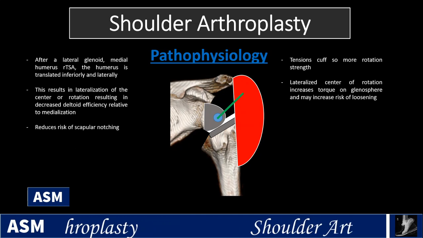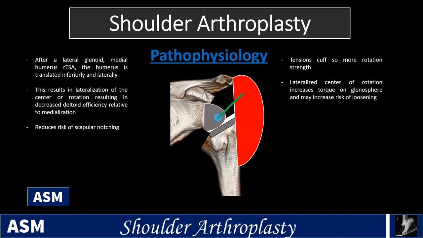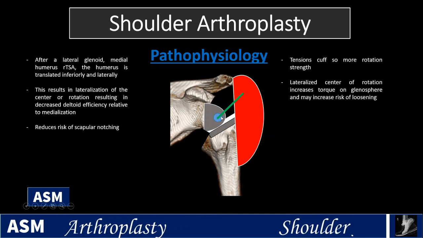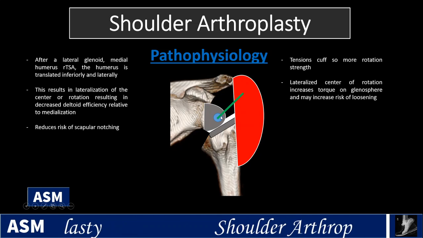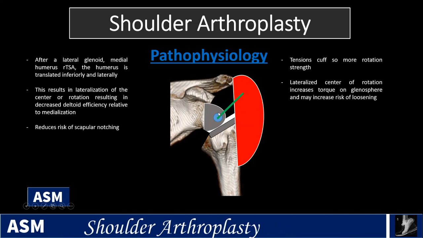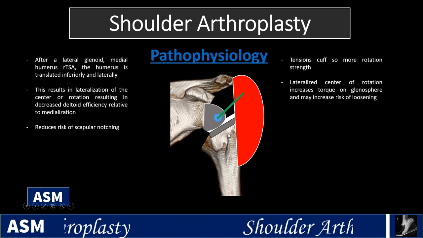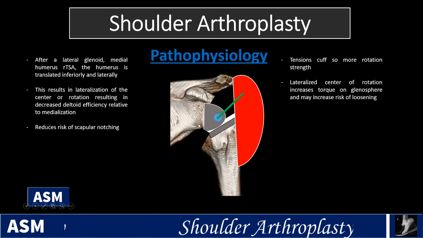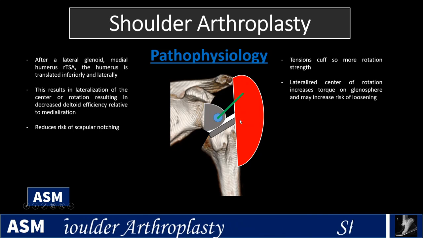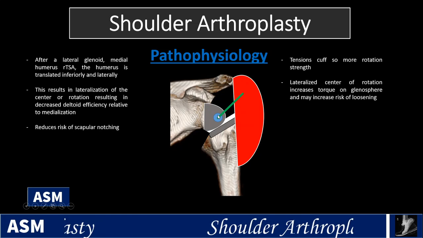A lateral glenoid, medial humerus reverse, the humerus is translated inferiorly and laterally. This results in lateralization of the center of rotation, like this, which in theory, according to some people, could decrease the efficiency of the deltoid relative to the medialized center of rotation. This will reduce scapular notching because it brings it further away. It will also tension the rotator cuff, so you'll have more rotational strength. And the lateralized center of rotation, in theory, could potentially generate more torque on the glenoid component and may increase the risk of loosening.